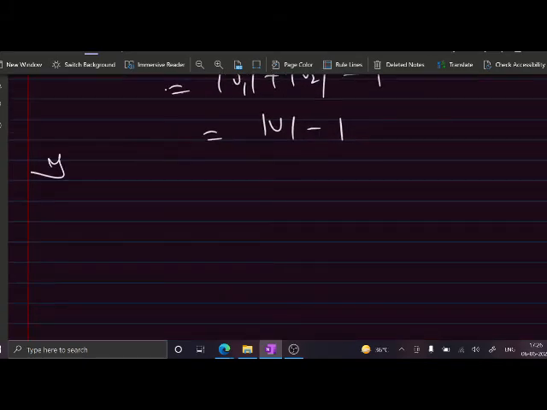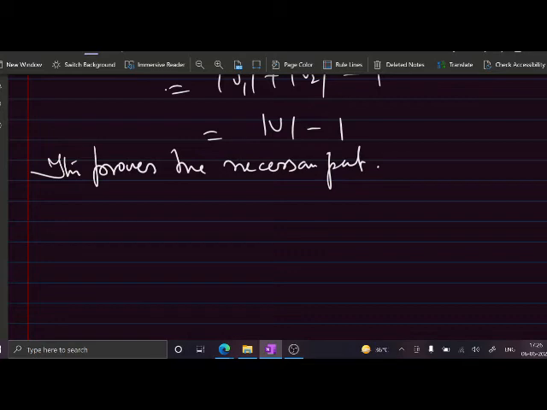So this proves the necessary part. For the sufficient part, the converse part, it is very easy to check, because you take a connected graph.